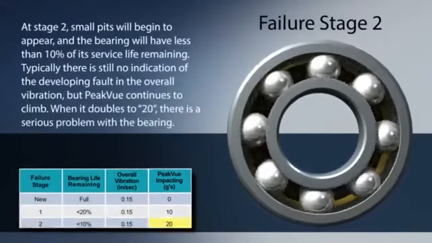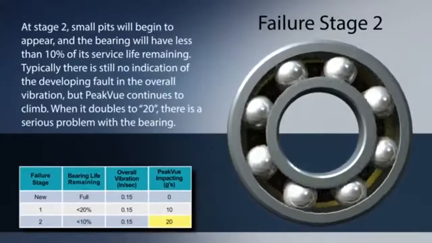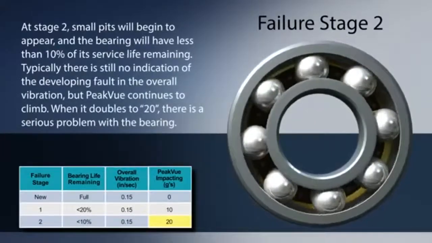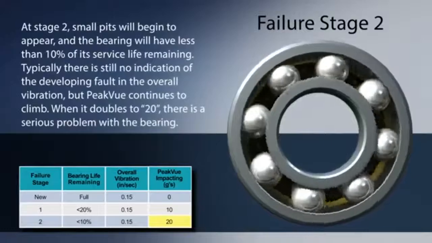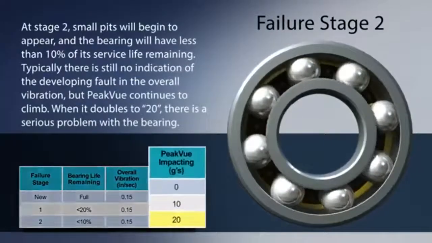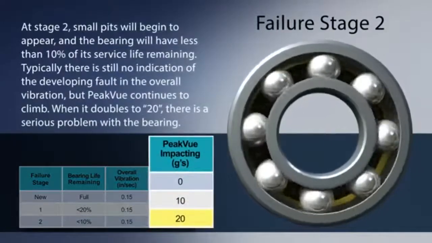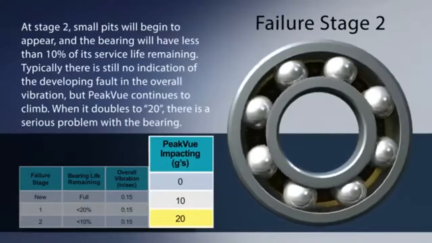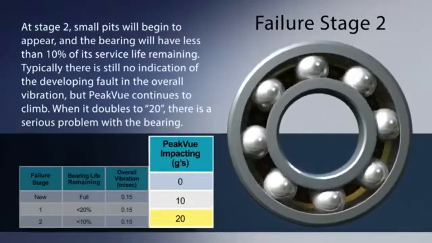At stage 2, small pits will begin to appear, and the bearing will have less than 10% of its service life remaining. Typically, there is no indication of the developing fault in the overall vibration, but Peakvue continues to climb. When it doubles to 20, there's a serious problem with the bearing.